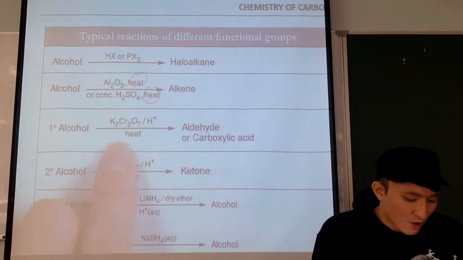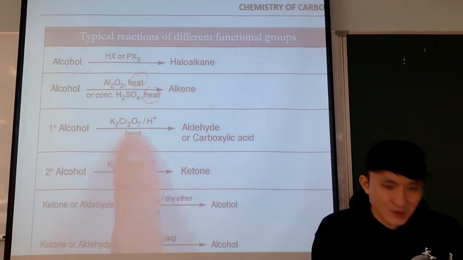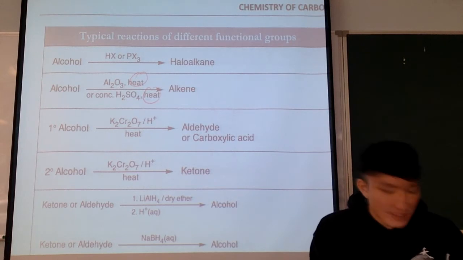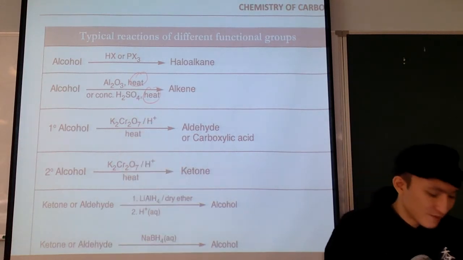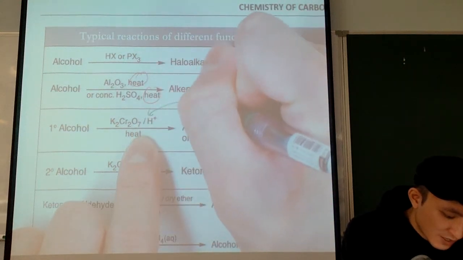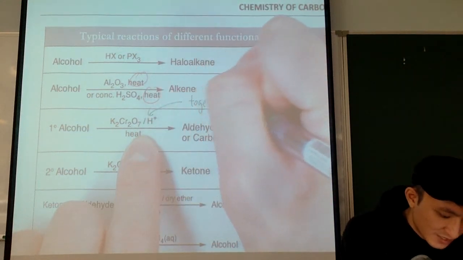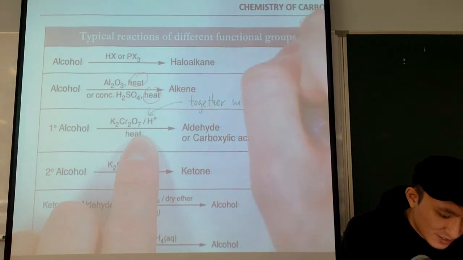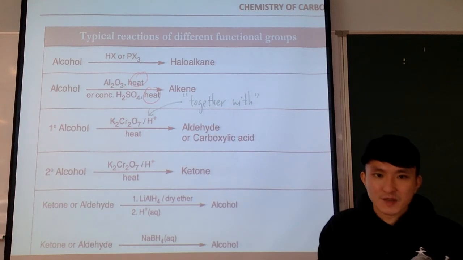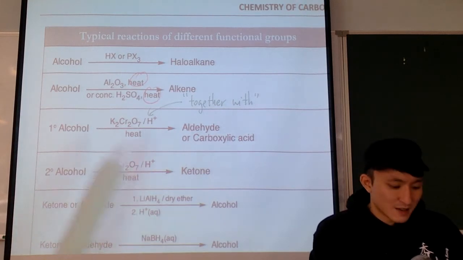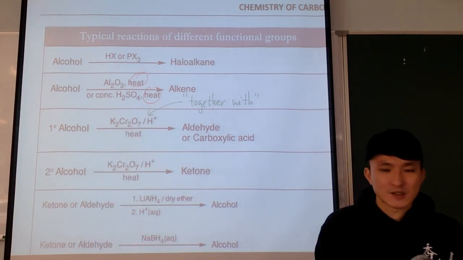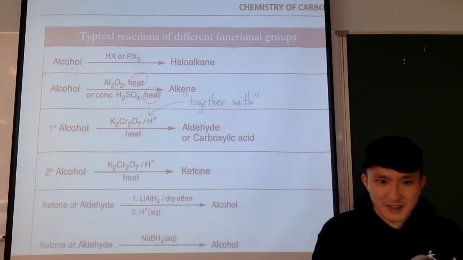Okay? Now, also pay attention here. K2Cr2O7/H+. What do you mean by /H+? So here, the slash doesn't mean or. This slash means together with. Together with. So this is the notation we use when we talk about synthetic routes. This one basically means the potassium dichromate is dissolved in an acid. So that means it is acidified.